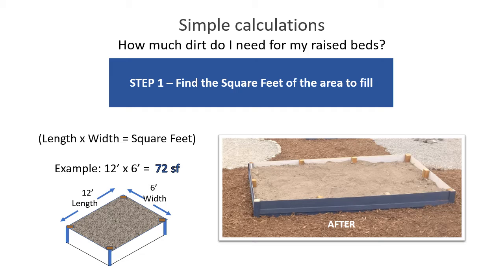Our beds are 6 feet by 12 feet. In other words, 6 times 12 is 72. So I have 72 square feet of area to fill.